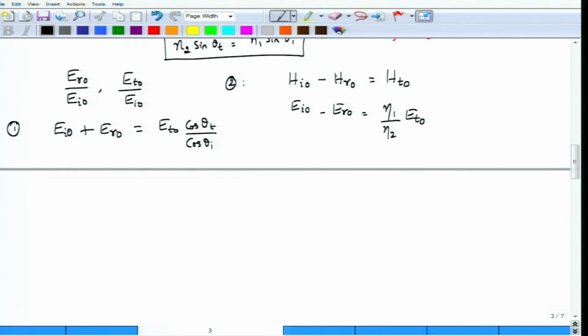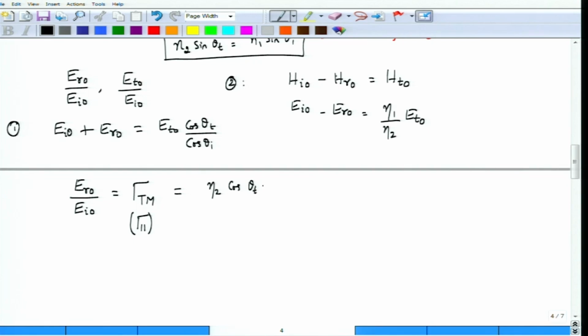When you do this small algebra, what you will see is that the ratio of the reflected amplitude ER0 to the incident electric field amplitude EI0, which we will call gamma Tm, or equivalently gamma parallel, I will tell you in a moment what this gamma Tm and gamma parallel mean. These are reflection coefficients, and this is equal to eta 2 cos theta T minus eta 1 cos theta I divided by eta 2 cos theta T plus eta 1 cos theta I.